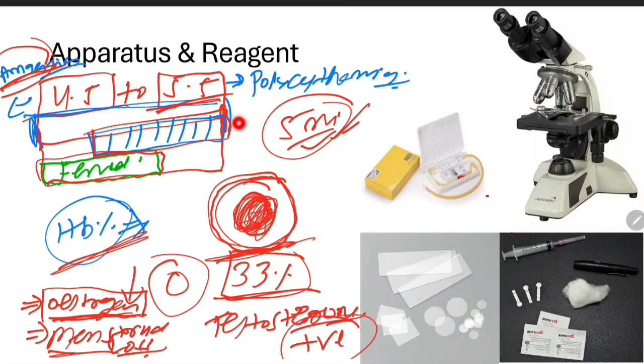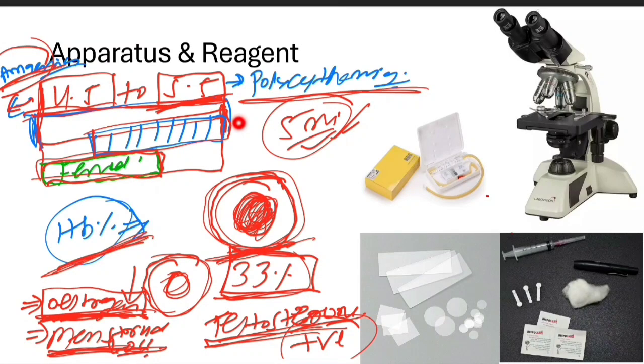Testosterone has a positive impact on RBC production, and that's why males have a higher count. In the case of females, we have two negative impacts. One is the menstrual loss each and every month of the menstrual cycle, and the second one is the estrogen hormone. That estrogen hormone also has a negative impact.